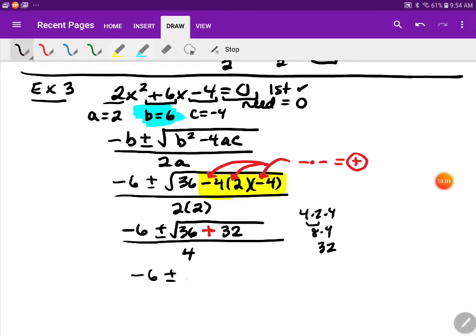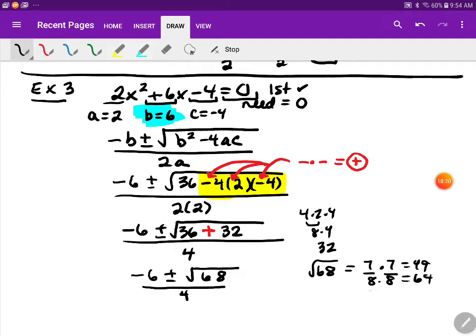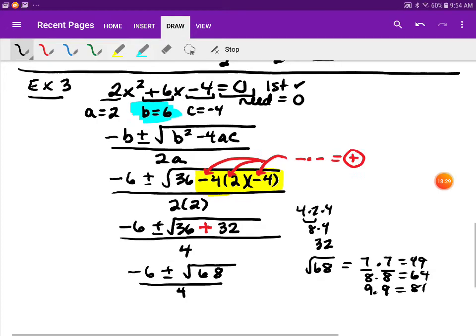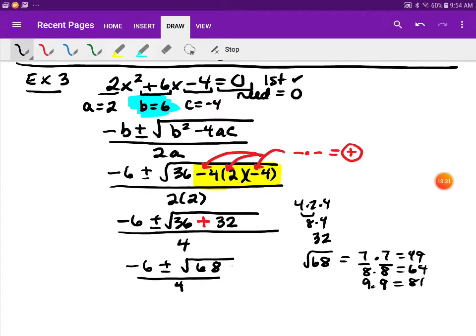Negative 6 plus or minus the square root of 68 divided by 4. Do I know the square root of 68? I need 2 things that multiply to give me 68. 7 times 7 is 49. 8 times 8, 64. 9 times 9, 81. Okay, I passed 68. So that'd be a no. So it's not a perfect square, so it's not a plain number. But we are supposed to simplify it.